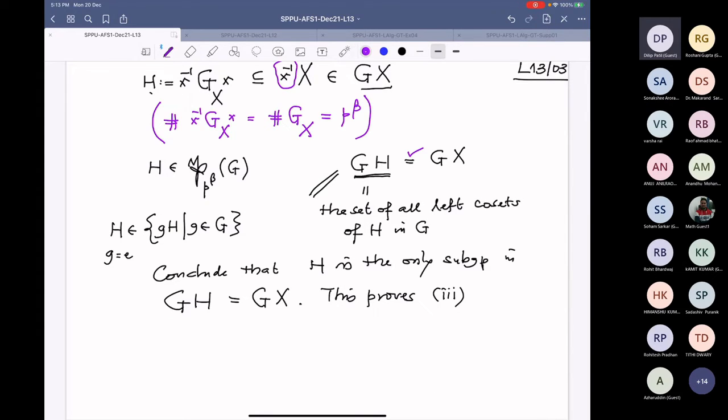Now, can you tell me what is the orbit of H? You know, our operation is just multiplication by G. So the orbit of H is precisely the left cosets of H. Yes, sir. And among the left cosets of H, who is the subgroup, and how many? Only H is the subgroup in GH. Yes, the set of all cosets, that is what I have written.